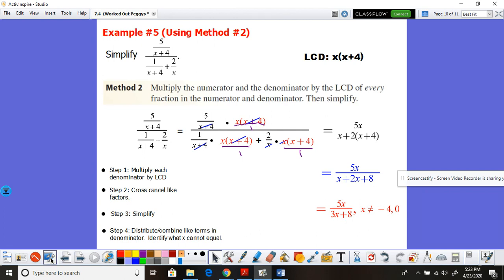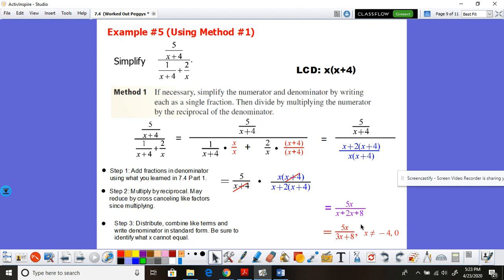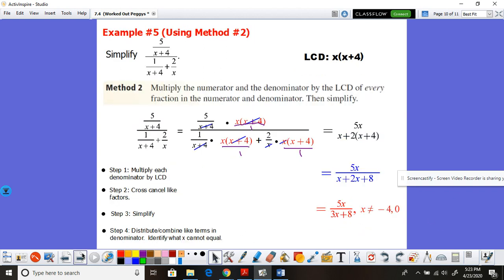Notice our answers are exactly the same for both. These are just 2 totally different methods for you to choose from. Like I said, you don't have to use both. Find one that works best and use that.